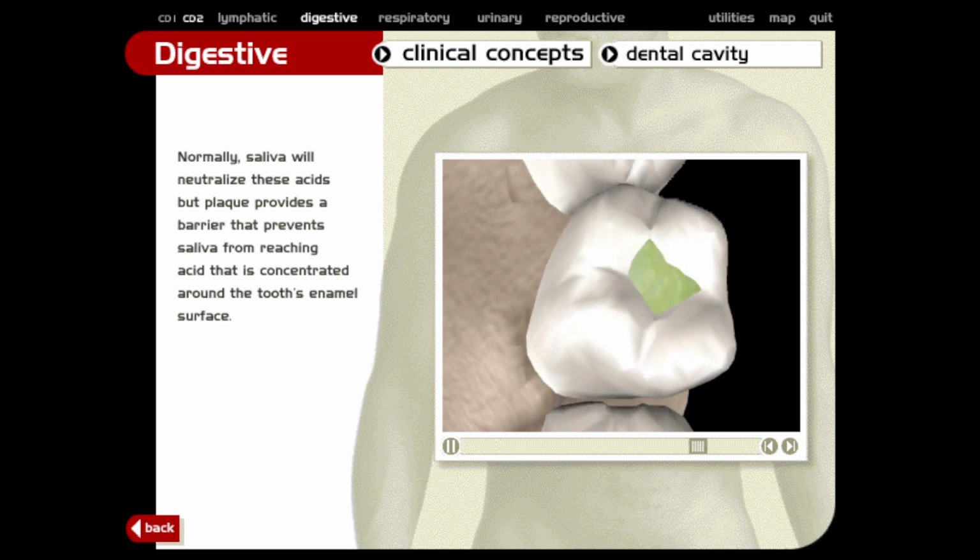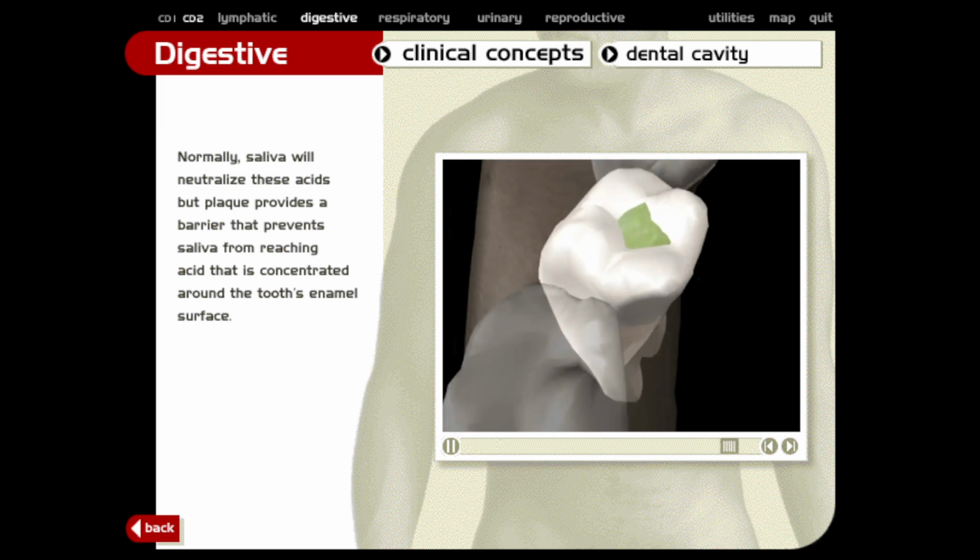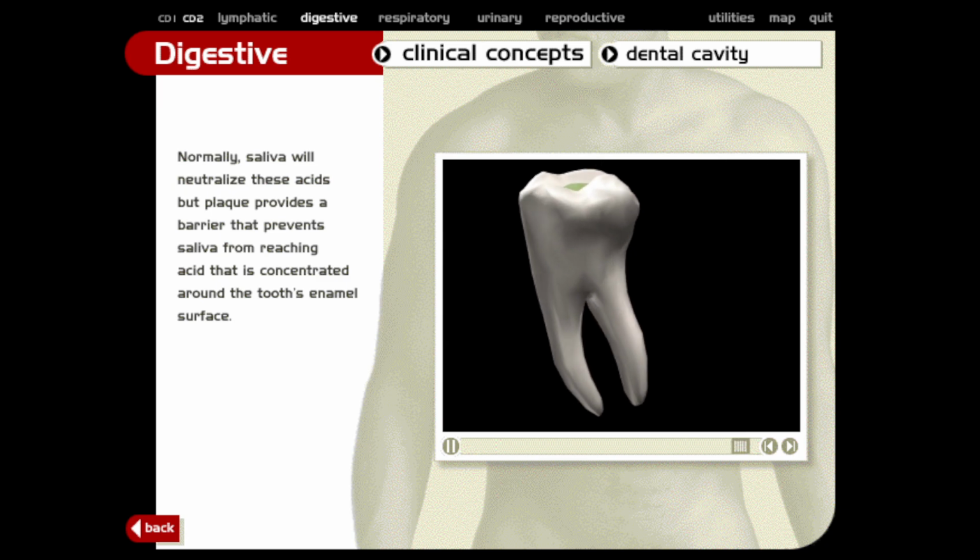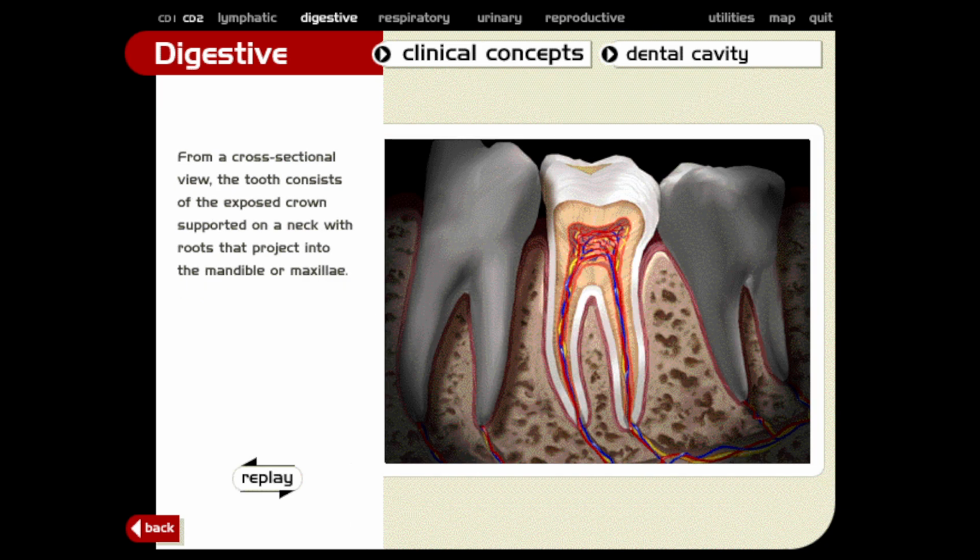Normally, saliva will neutralize these acids, but plaque provides a barrier that prevents saliva from reaching acid that is concentrated around the tooth's enamel surface. From a cross-sectional view, the tooth consists of the exposed crown supported on a neck with roots that project into the mandible or maxillae.